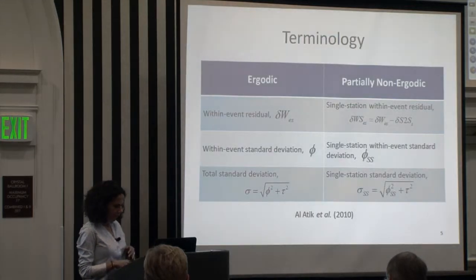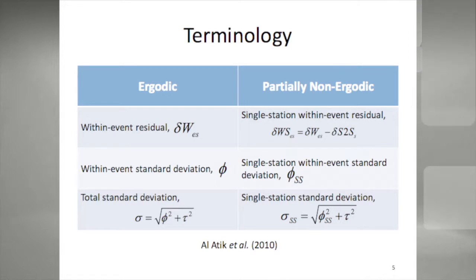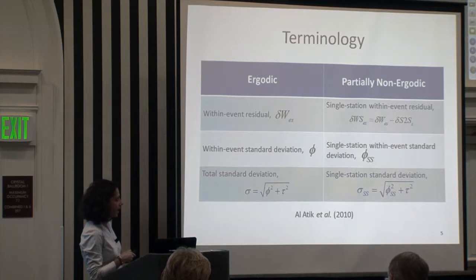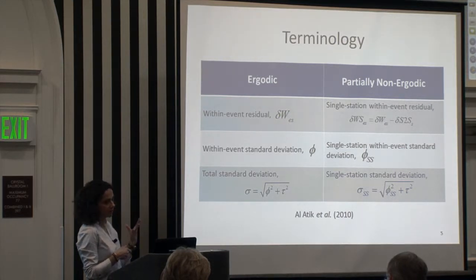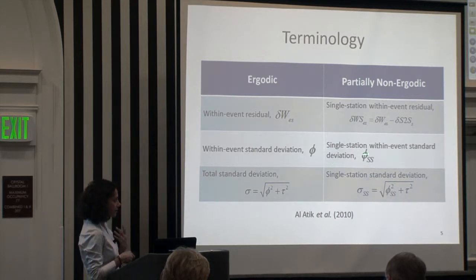So this here summarizes the terminology used. I have from the different models that I am analyzing their within event residuals. I estimate the site-to-site term. So this one does not include the event term in it. I take that out, and I end up with single station within event residuals, and then single station phi. And this is all what I'm talking about today. I'm not talking about tau.